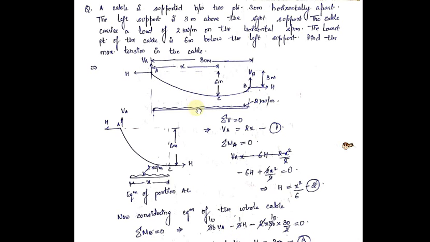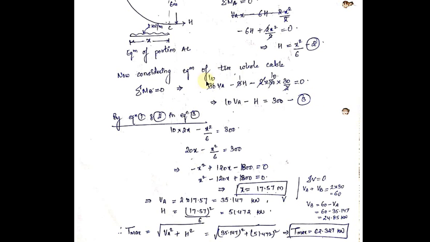Now the next force is UDL. So UDL is acting in the downward direction. So this UDL will produce an anti-clockwise moment about point B. So for anti-clockwise minus, first convert UDL into point load. So 2 into 30, and this will act at half of 30. So the perpendicular distance from B will be 30 by 2. So this equal to 0. So we will get this equation. After solving this equation, we will get 10 VA minus capital H equal to 300.